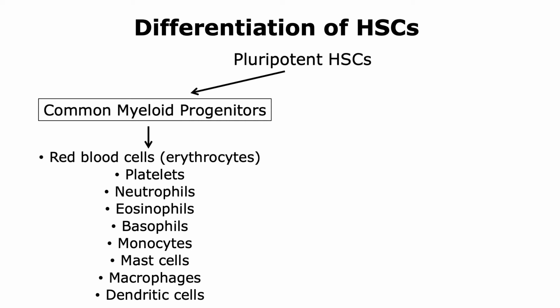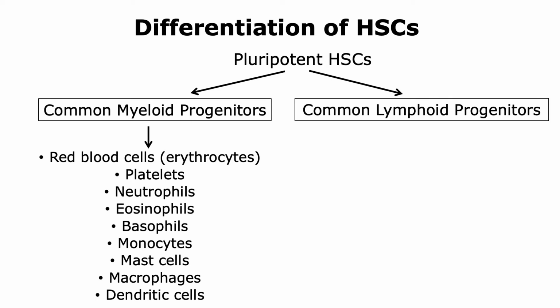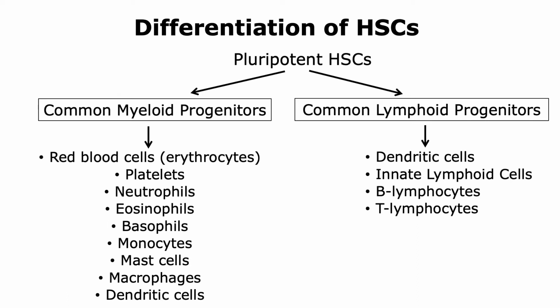cells. On the other hand, the pluripotent hematopoietic stem cell can differentiate to form the common lymphoid progenitor. And these common lymphoid progenitors can undergo differentiation to form dendritic cells, innate lymphoid cells, or B or T lymphocytes. Now, when we look at these two different paths, we can see that dendritic cells are common, and hence dendritic cells can arise from common myeloid progenitors or common lymphoid progenitors.